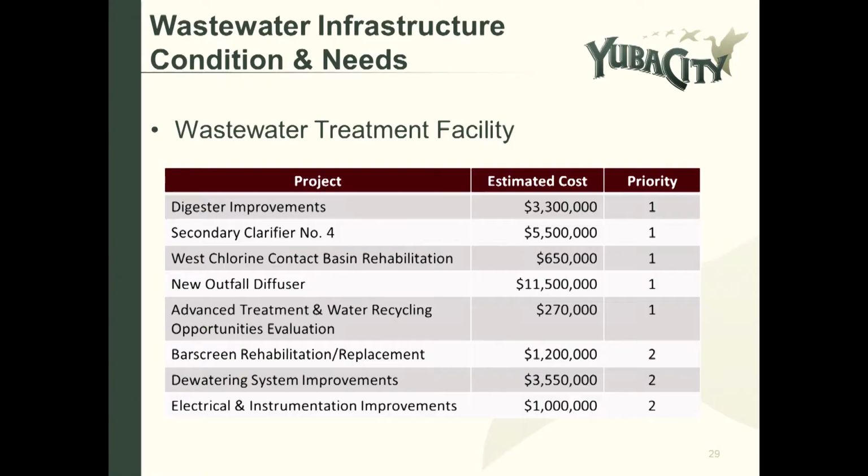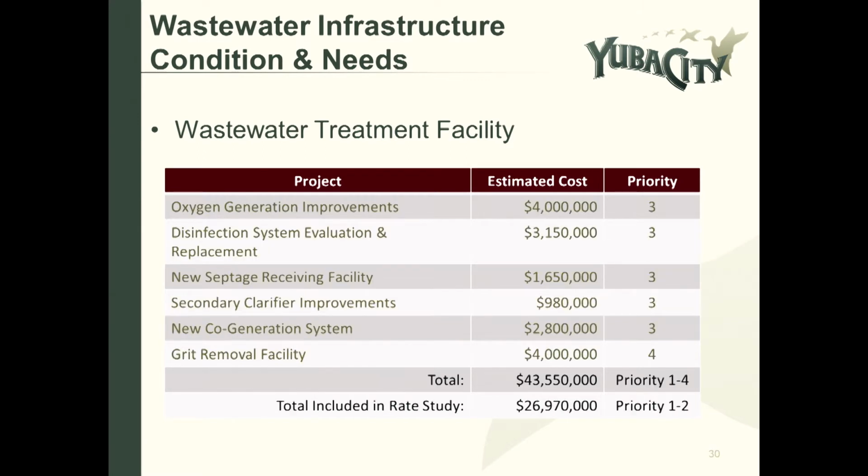As part of the rate process last year, we also identified priority projects, and the council funded the priority 1 and 2 projects. So this list is just the priority 1 and 2 projects with the biggest project on here is the new outfall diffuser at $11.5 million, and I'll speak to that in just a moment. And here are the priority 3 and 4 projects that were not funded. And so the total included in the rate study for priority 1 and 2 projects is $26,970,000.